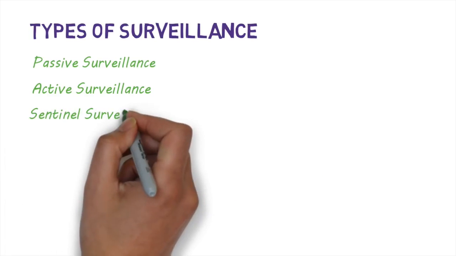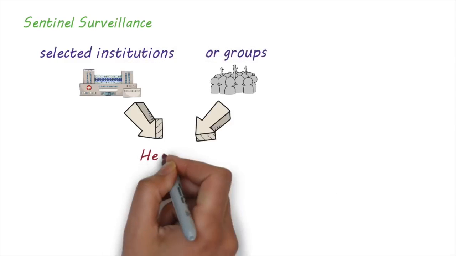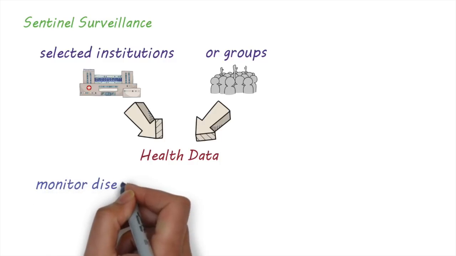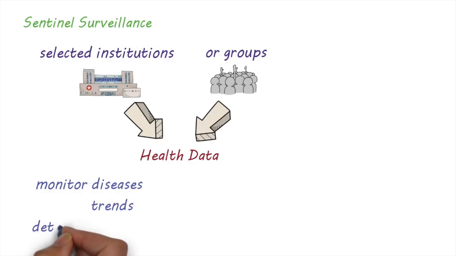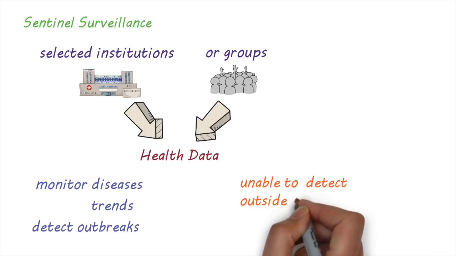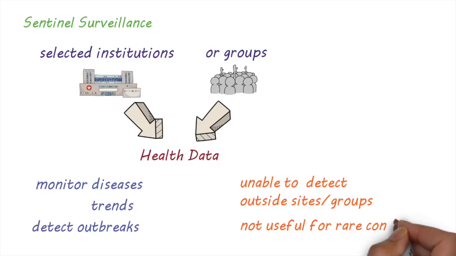Another type of surveillance is Sentinel Surveillance. This type of surveillance uses selected institutions or groups to provide health data on specific diseases or conditions. It can be useful for monitoring diseases, trends, and detecting outbreaks. A disadvantage of Sentinel surveillance is that because it's restricted to a few institutions or groups, it cannot detect events that happen outside these. Therefore, it's not that useful for rare or uncommon diseases.